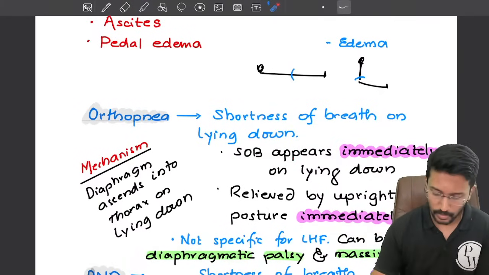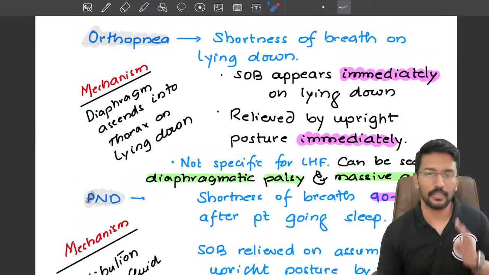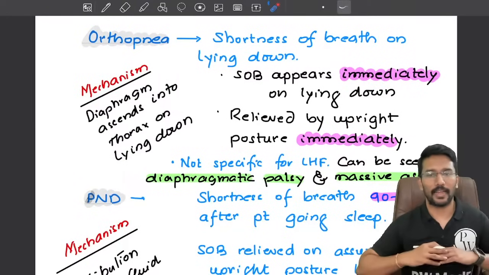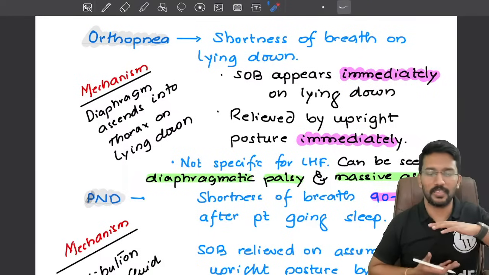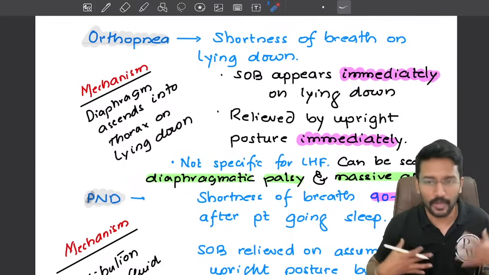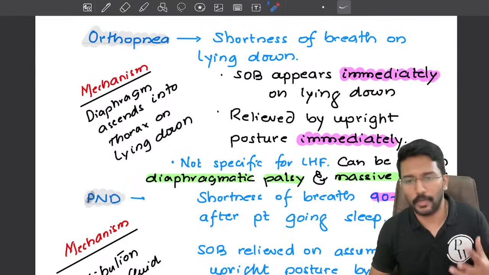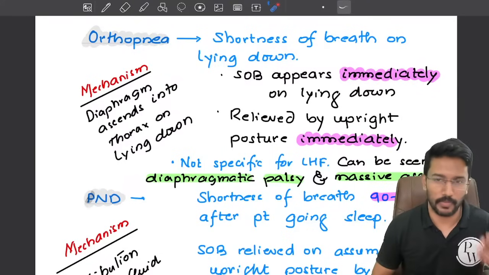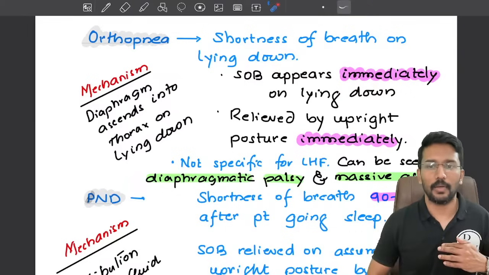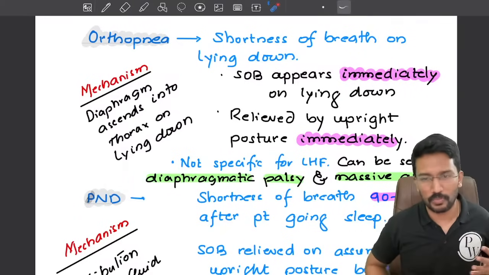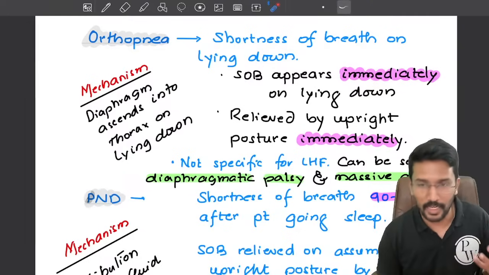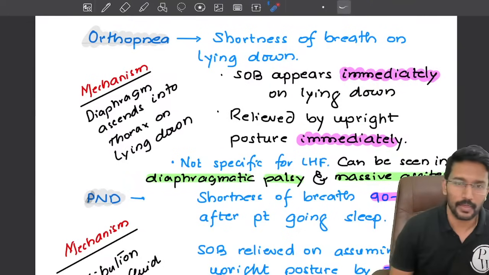The main reason behind this is two. One, when I lie down, the diaphragm goes up, restricting the lung expansion. If I already have congestion of the lungs, then I will not be able to oxygenate well, and I will feel short of breath. When I sit upwards, the diaphragm goes down, there is more space available for the lungs to expand, and I'll start feeling eased or relieved of dyspnea.